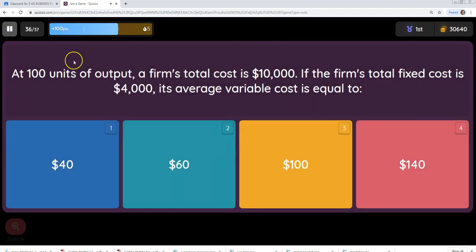At 100 units of output, a firm's total cost is $10,000. If the firm's total fixed cost is $4,000, its average variable cost is equal to... okay, well, let's see here. 100 units, $10,000, fixed cost is $4,000. So we need to calculate the variable cost. 10,000 minus 4,000 means that our variable cost has to be 6,000. Average variable cost, then, let's take the 6,000 divided by 100. I'm feeling $60.